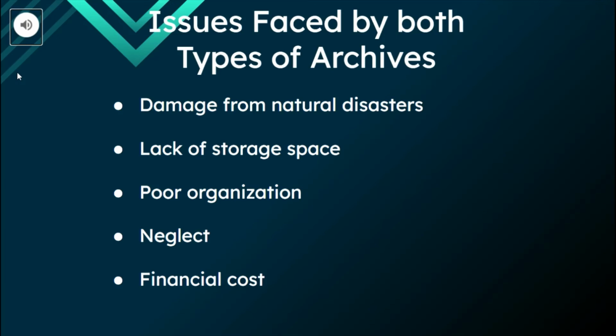Poor organization and neglect are another threat to physical archives. If a document exists in a collection but cannot be retrieved due to a messy organization system, it's as good as gone. If left unchecked, poor organization can take too much time and effort to remedy.